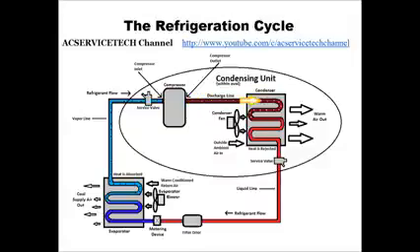As it enters the condenser coil, it starts rejecting heat. As it rejects heat, it starts turning into a saturated state in the middle of the condenser coil. A saturated state is where vapor and liquid both exist at the same time.